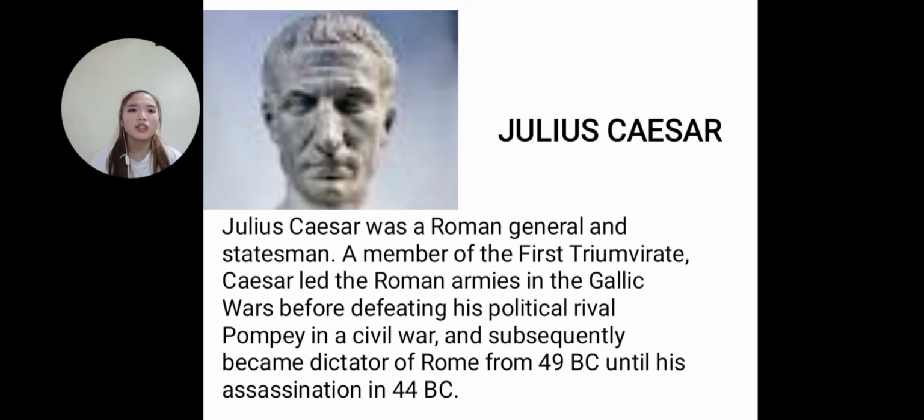Julius Caesar was a Roman general and statesman, a member of the first triumvirate. Caesar led the Roman armies in the Gallic Wars before defeating his political rival Pompey in a civil war and subsequently became dictator of Rome from 49 BC until his assassination in 44 BC.